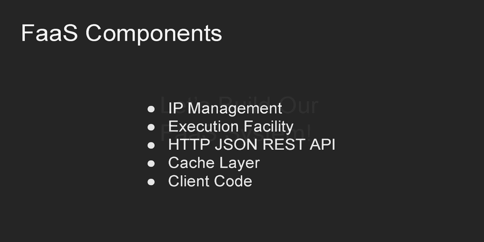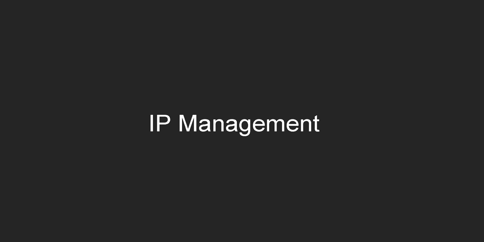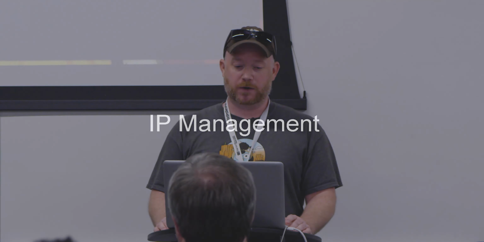We're going to need a few components to the system. IP management, our execution facility, HTTP JSON REST API. We're going to need a cache layer and client code. We'll get into why we need client code in a few moments. But IP management, anybody who is used to administering jails, which apparently by the remarkable show of hands, a number of people have dealt with jails. You need to statically assign IP addresses to jails.